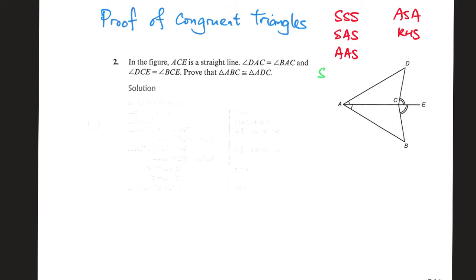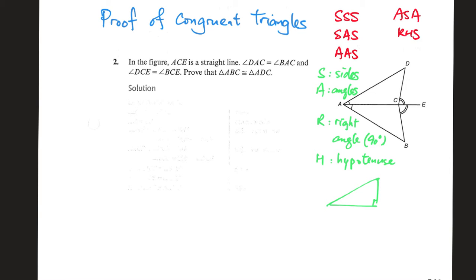For example, S stands for sides, which means you'll find two sides are equal in a triangle. A stands for angles, that means there are two equal angles. R stands for right angle, that means it's talking about 90 degrees. And at last, H stands for hypotenuse. It is a very special side in a right angle triangle, which is the longest one. That means the one I now highlight in blue for you. It is called the hypotenuse in a right angle triangle.